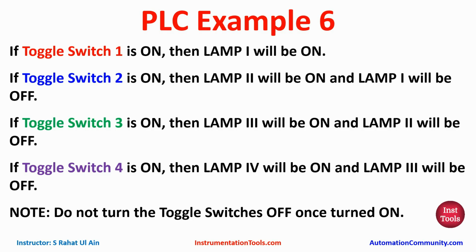So, for lamp 1 to be on, switch 1 should be on and switch 2 should be off. So, turning on switch 2 will turn off lamp 1. Similarly, switch 2 will turn on lamp 2 and turning on switch 3 will turn off lamp 2. And then lamp 3 will get on when switch 3 is turned on and turning on switch 4 will turn off lamp 3. And similarly, switch 4 will turn on lamp 4.